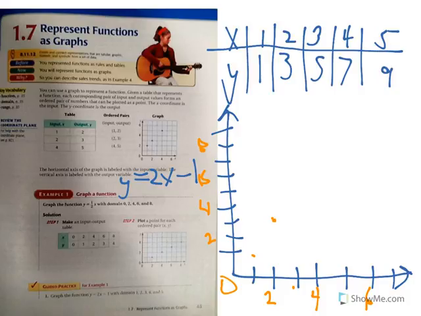So 3 over 5 up, go to 3 and then 5 up, so it's going to be right about there. 4 over and 7 up is going to be right about there. And then 5 over and 9 up, it's going to be right about there. And so you see a nice straight line.